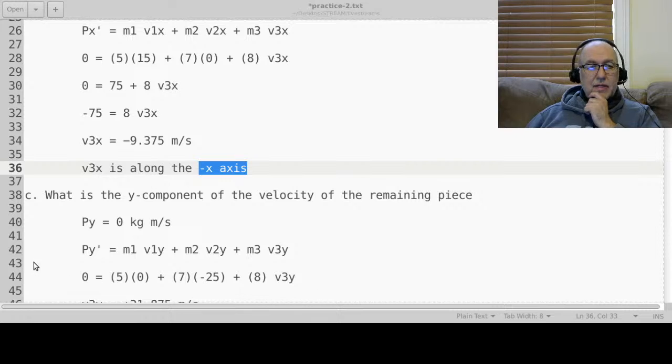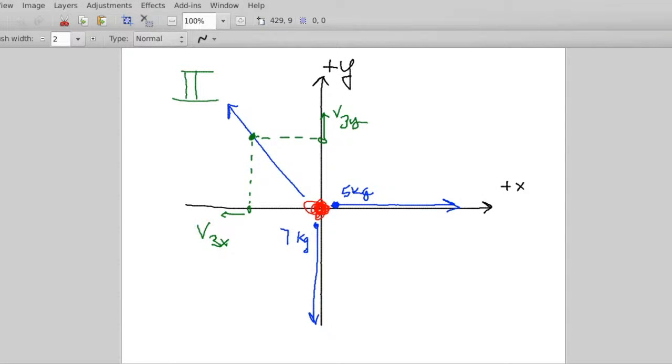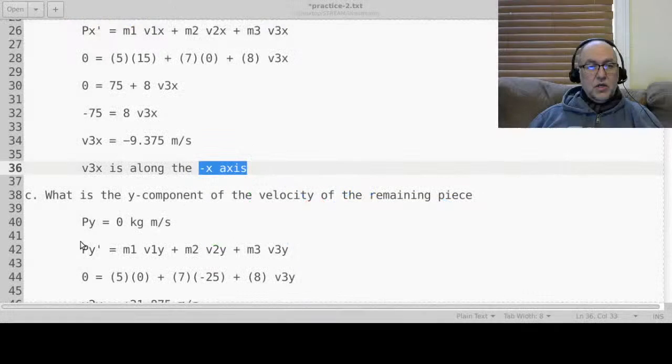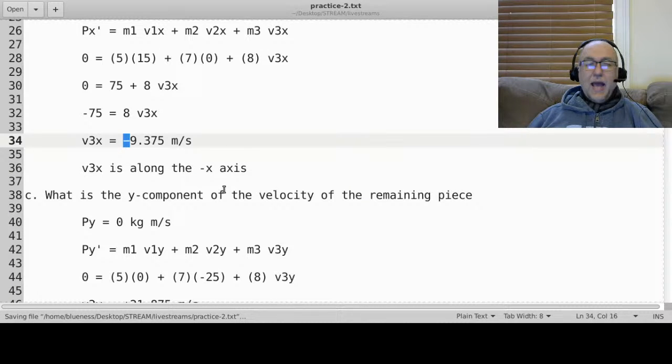Notice that v3x is along the negative x direction, and you might say, is that what I expect? Well, let's take a look here, and we already argued this, but just to repeat now, the 5 kilogram is going along the plus x, and so you need something to compensate traveling along the negative x direction, and so that's why v3x has to be along the negative x direction. Now it's always good to go through this intuitively and say, yeah, I expect that to be negative, and it did come out negative. Otherwise, you might make a mistake in the sign.